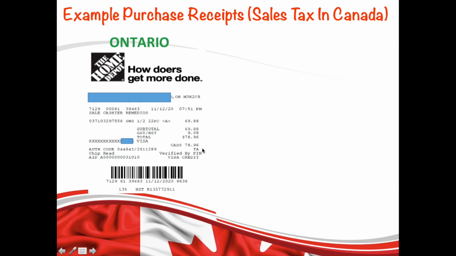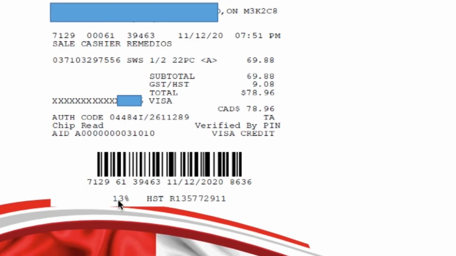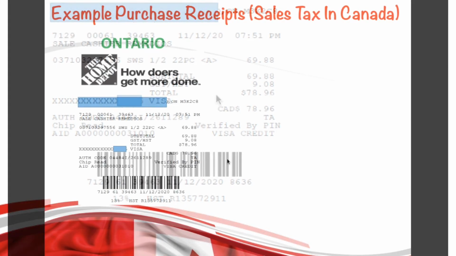So this is a receipt from one of the stores in Ontario, and as you can see, the total purchase price is $69.88. And as we know, the HST in Ontario is 13%, which is 5% GST and 8% PST. So altogether, 13% of this purchase price is $9.08. So the total purchase price, including tax, comes out to be $78.96.